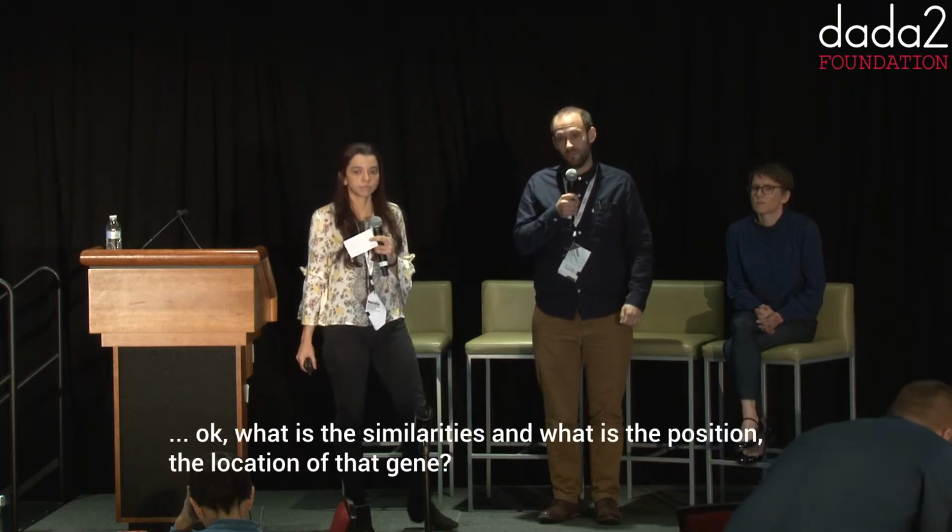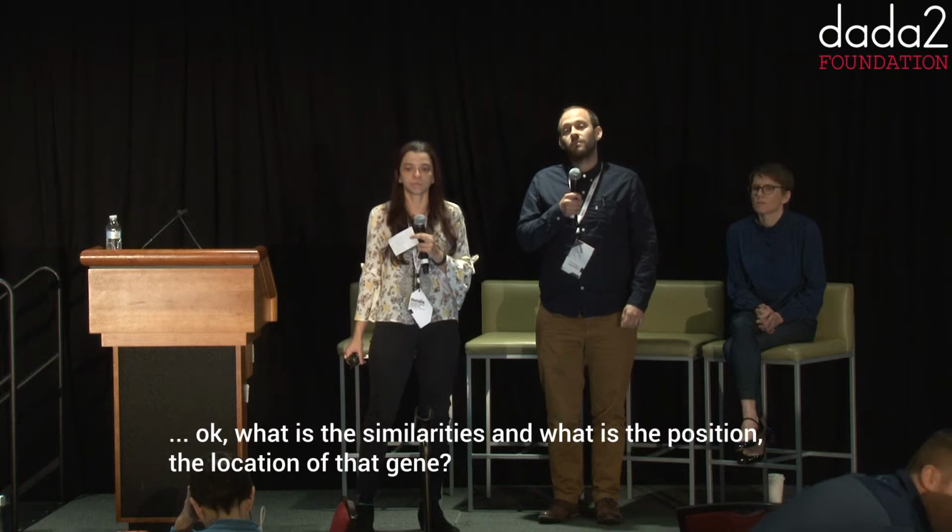But we had this example here with this family. They have the same mutation, and all three siblings have different manifestations, even though it's the same mutation. So other factors contribute, like environment or other mutations somewhere else in the gene. Yeah, you just see what the similarity is, what the position, the location of that is. Good question.